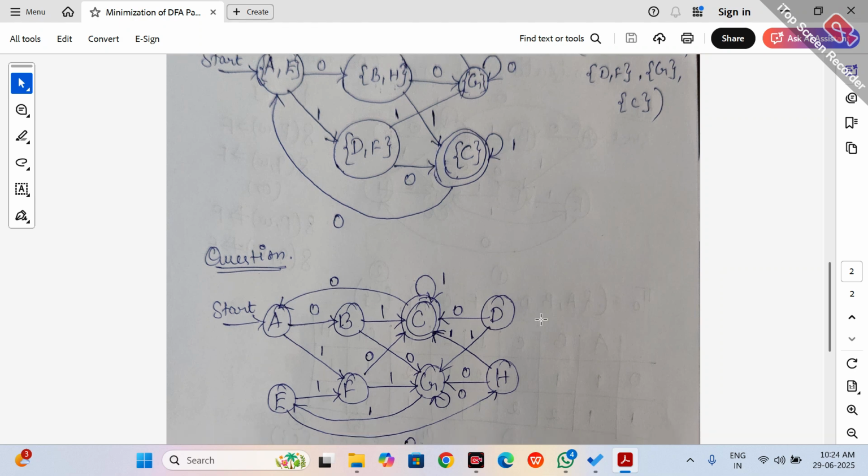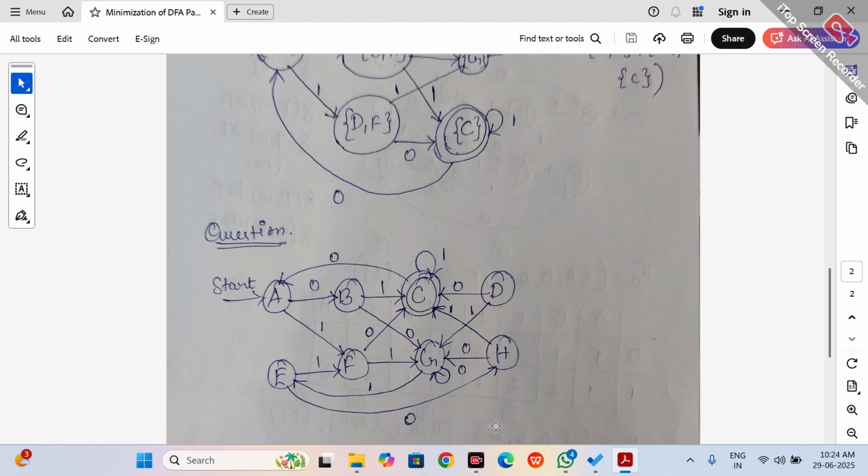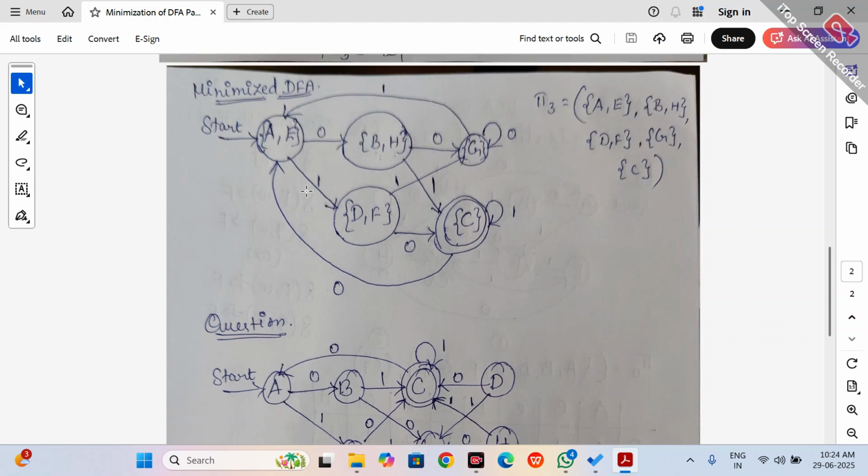So in the given question, there are 8 states. After minimization using the partitioning method, there are only 5 states. These 2 states are considered as a single state in the minimized DFA.